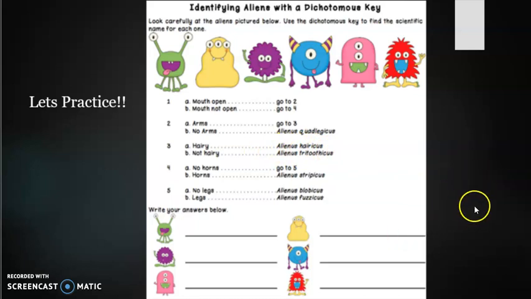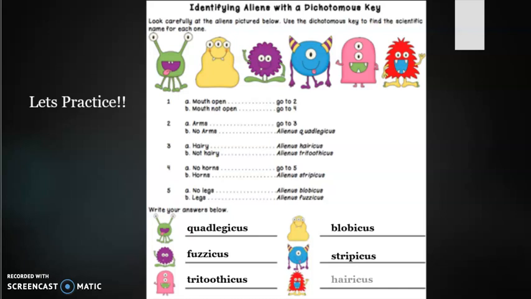So that is how these work. They are pretty simple. I'm going to put the answers on the screen here in case you missed it. Remember, they all started with Alienus.